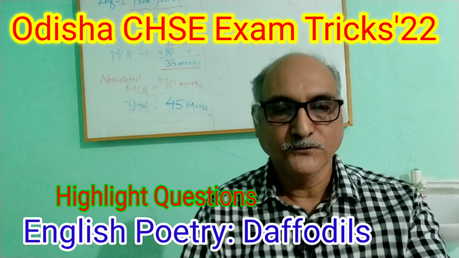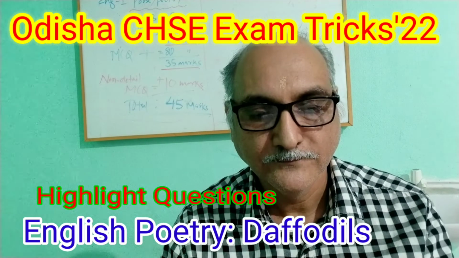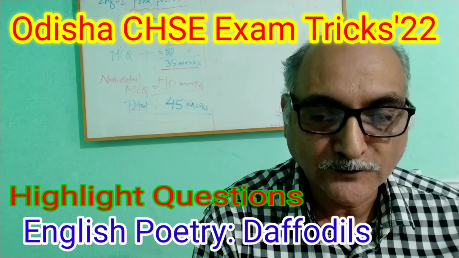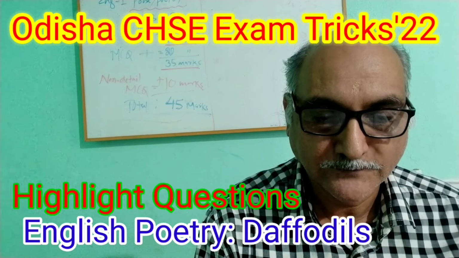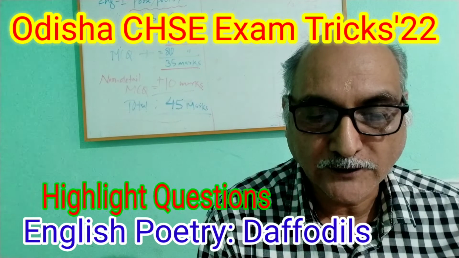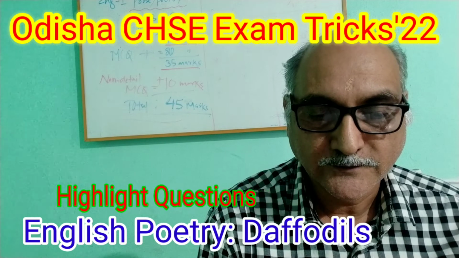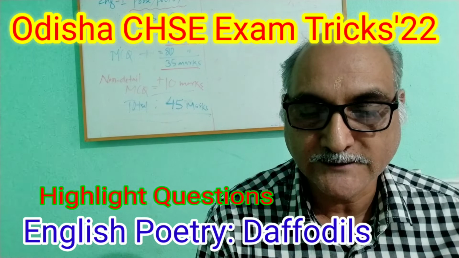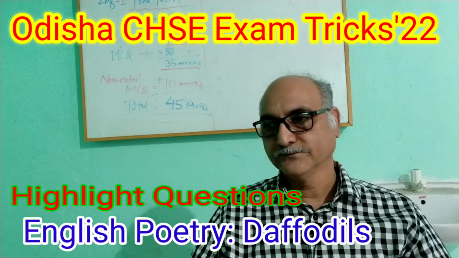Next, you go through the questions in this chapter. Question number 1, page 121, question number 1, 2 combinedly may come. And now go to question number 4 and 5. What does the poet compare the daffodils with? Number 5 is, what resemblance does he find between the stars and daffodils? These both are comparison related questions.